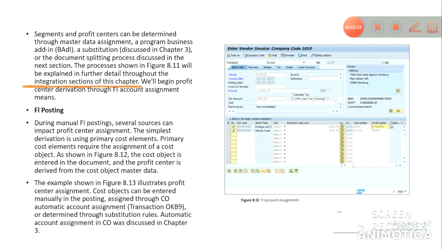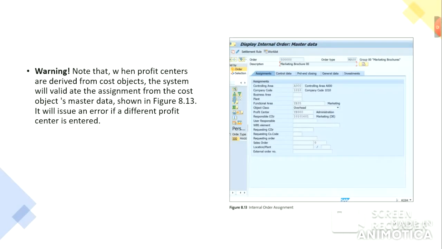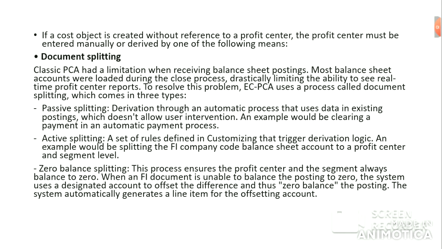So if we can see FI account assignment, here we can notice a warning message which says, note that when profit centers are derived from a cost object, the system will validate the assignment from the cost object's master data, which is shown in this figure. It will issue an error if a different profit center is entered. So if a cost object is created without reference to a profit center, the profit center must be entered manually or derived by one of the following means.